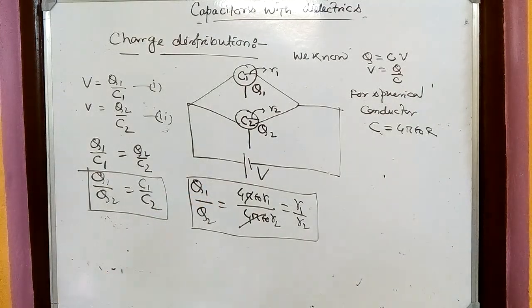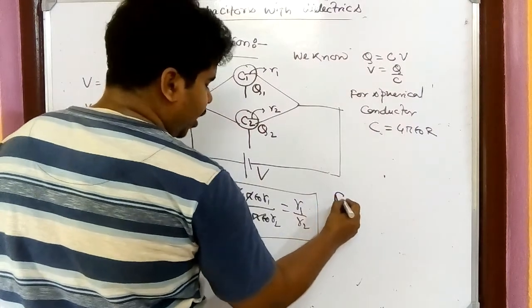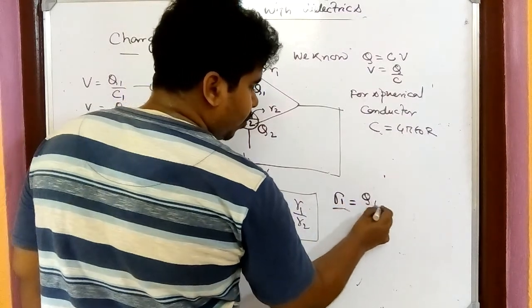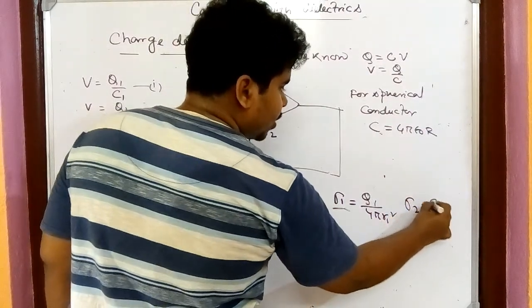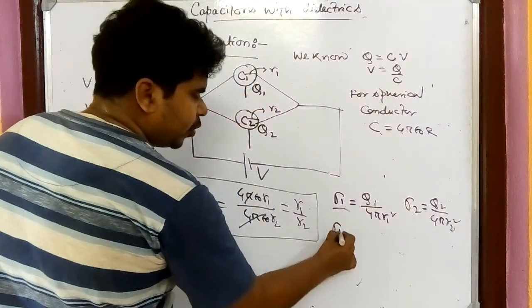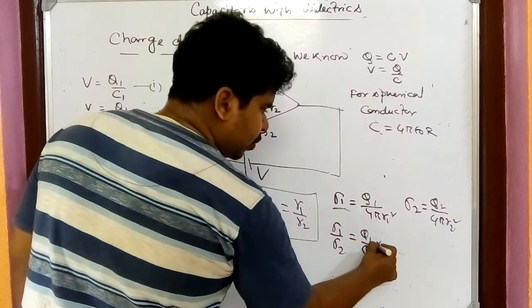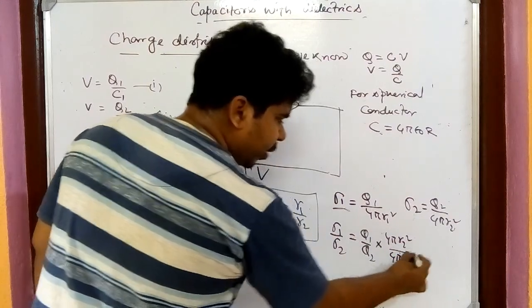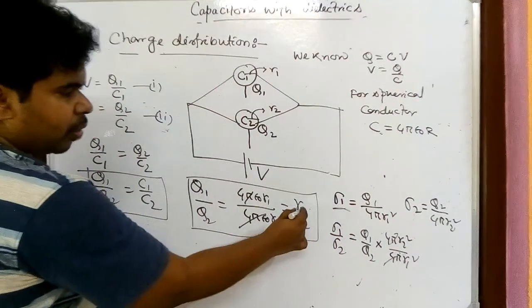Okay, that is also one interesting thing. Again, one more interesting thing is there. If we want to find charge density, that is sigma 1 equals Q1 by 4 pi R1 square. Sigma 2 is Q2 by 4 pi R2 square. If I am taking the ratio sigma 1 by sigma 2, it will come in Q1 by Q2 into 4 pi R2 square by 4 pi R1 square. So 4 pi will cancel out.